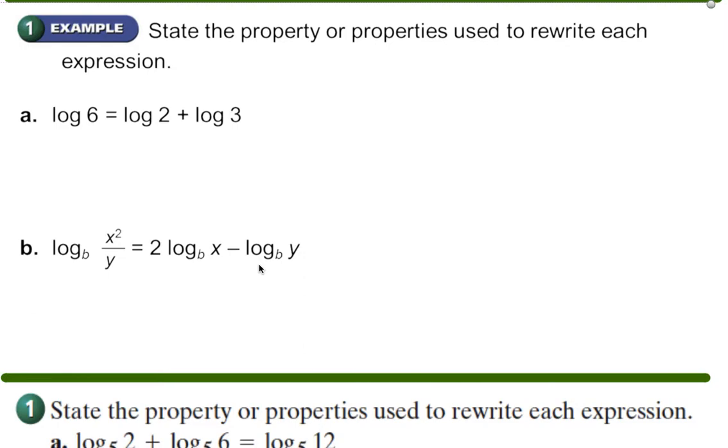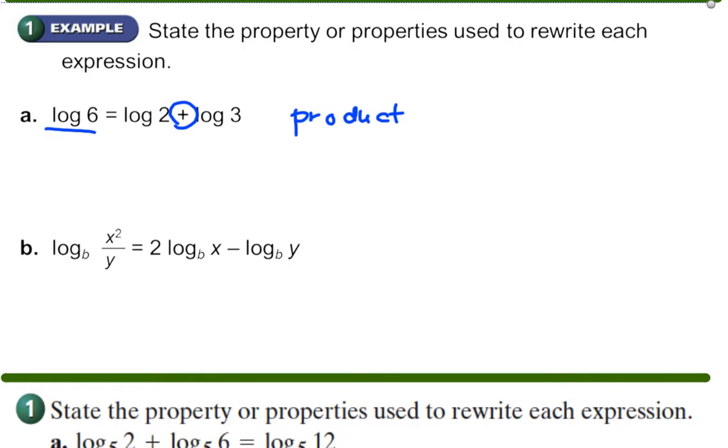State the property or properties used to rewrite each expression. All right, so looking at A, we've got log of 6. Well, they've got log of 2 plus log of 3. Well, this plus tells you that it's the product. And just to double check, 2 times 3 is 6.